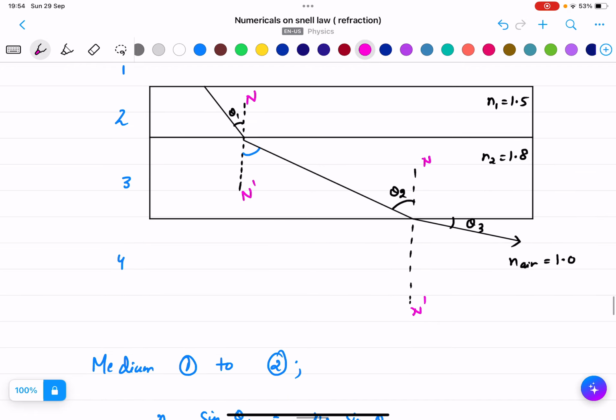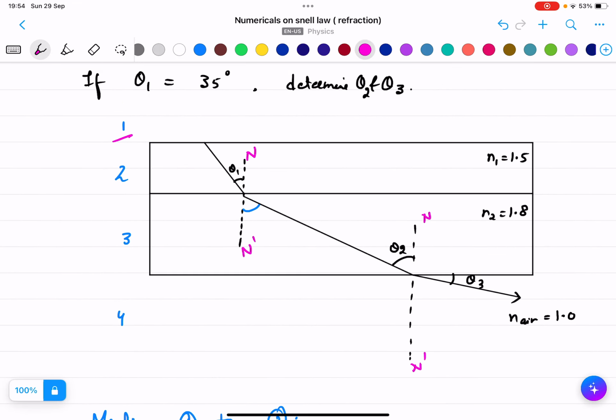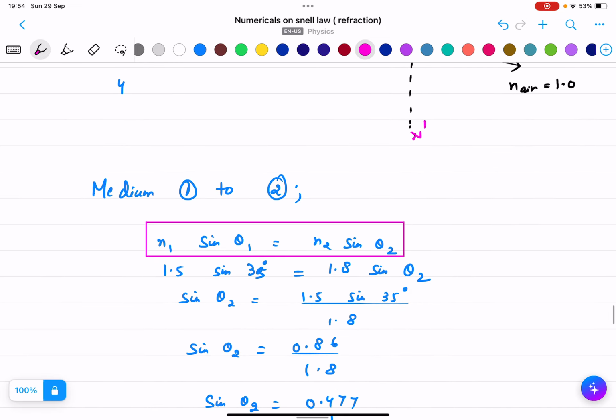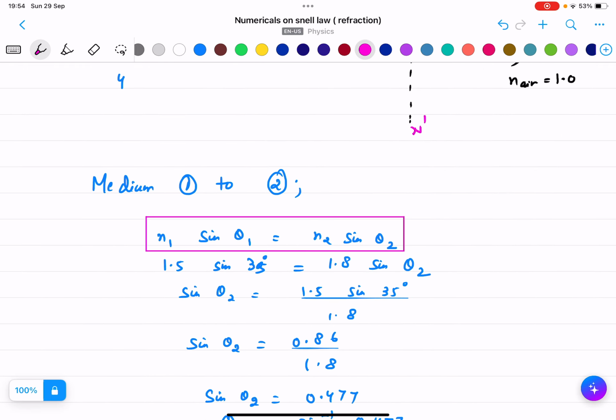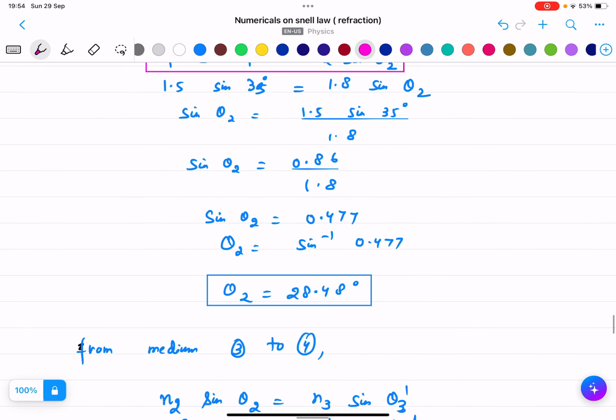Okay, so how do we find out? Simple formula. Medium 1 to 2, when the light ray is traveling from this medium to this medium. So we will put n1 sine theta 1 equals n2 sine theta 2. This is the formula and it is given n1 equals 1.5 and n2 equals 1.8. So we will put 1.5 sine 35 equals 1.8 sine theta 2. We need to find theta 2. We will put all the values, do the calculations and we see theta 2 is 28.48 degrees. Okay, this is your theta 2.